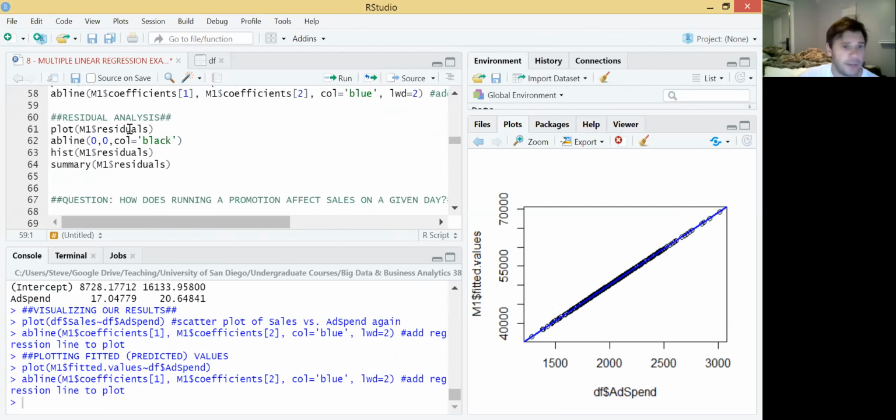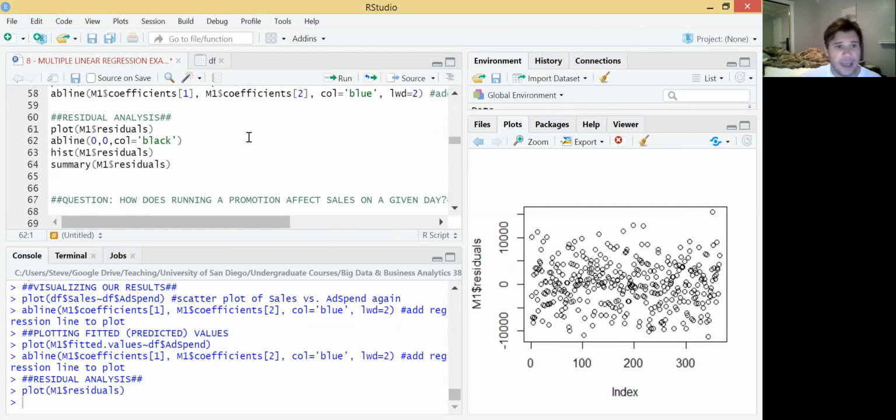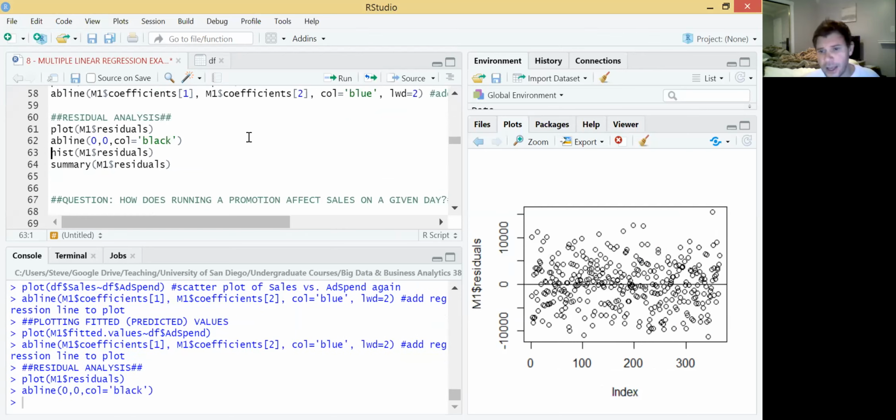The other thing we may want to do is check our residuals to see whether or not there are nonlinear effects we haven't captured here, and understand the distribution of these residuals. So we could plot the residuals, and it's a little hard to see what's going on here. Let's plot a 0 line, a 0 intercept, 0 slope, just a flat line right across 0.